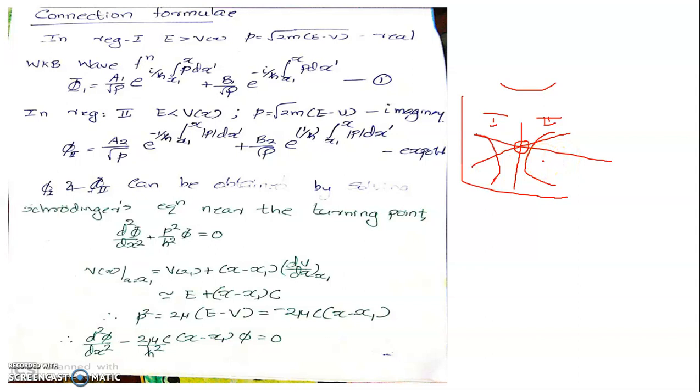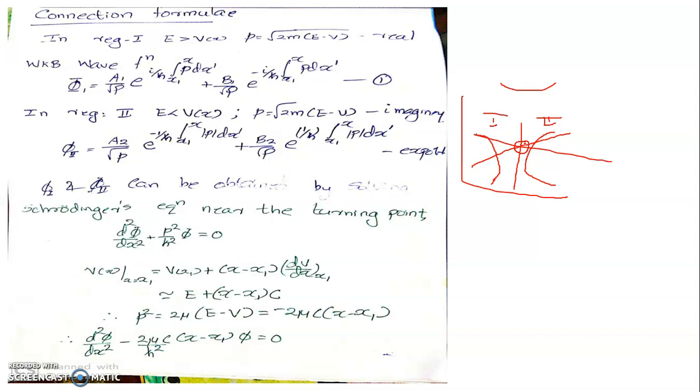So the operation is like this. First of all, we will have to formulate the Schrödinger's equation representing the system at a point very closer to the turning point or at the turning point. It's an approximation procedure. You cannot write it at exactly the turning point. You will be writing it at a point extremely or infinitesimally closer to the turning point.